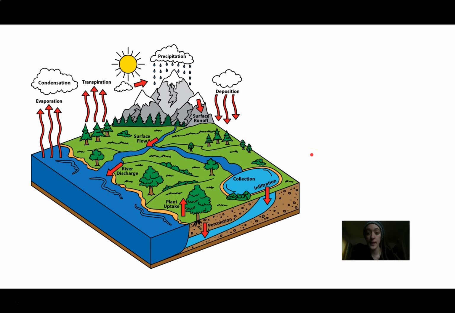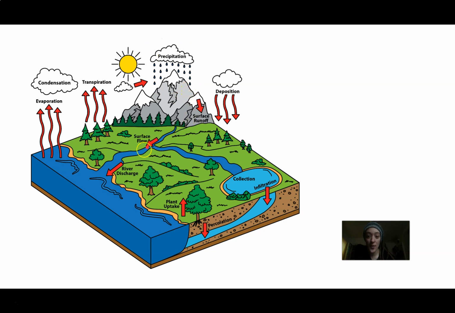Okay, so here is a quick picture. I love this 3D image of the water cycle. We can see water evaporating from the heat of the sun. We can see water transpiring from plants, right? Condensing into clouds and then turning back into rain. That's what we call precipitation.